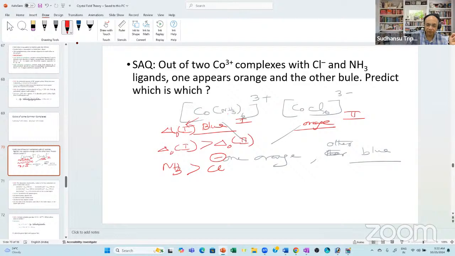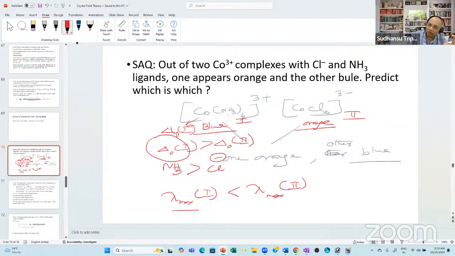So lambda max of complex 1 should be less than lambda max of complex 2, because energy is inversely proportional to wavelength. So this has to absorb at a lower wavelength, that is in the VBG region, and it will look YOR.